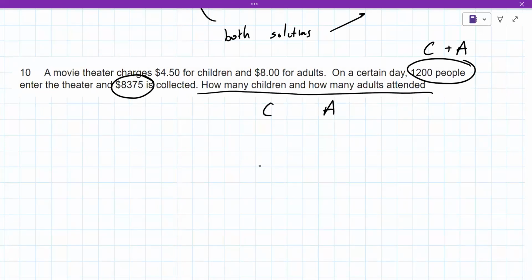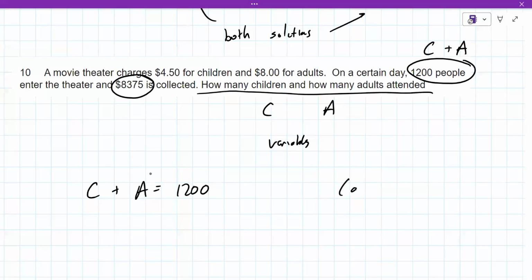Those are our variables. The variables come from the question. If you always go to the question, it'll tell you what the variable should be. C is the number of children that attend. A is the number of adults that attend. So we have the first equation: C plus A equals 1,200. But that's not enough. We only have one equation and two unknowns, so we need a second equation.